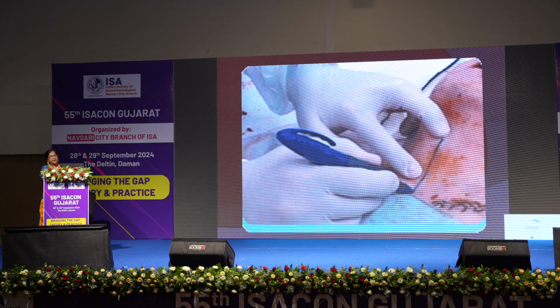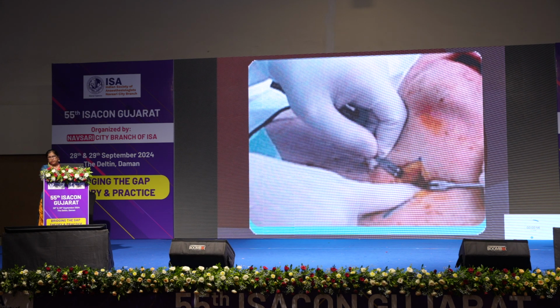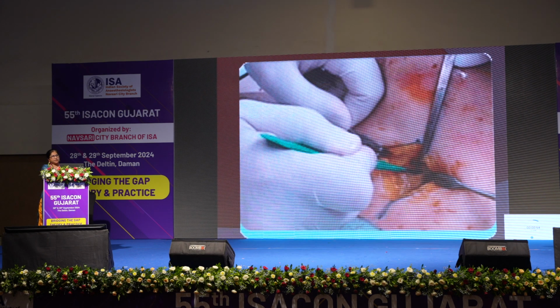Then there is an open technique, that is when you are just doing like a tracheostomy, but you are doing it through the cricothyroid membrane. You make a vertical incision in the skin, place the retractors bilaterally, and make a horizontal nick on the cricothyroid membrane.